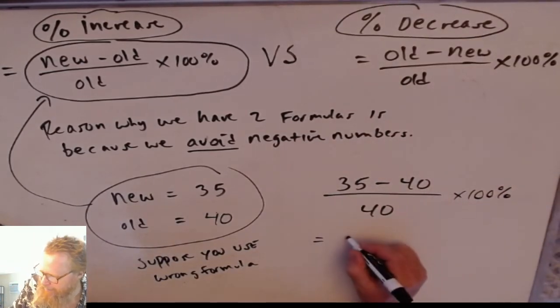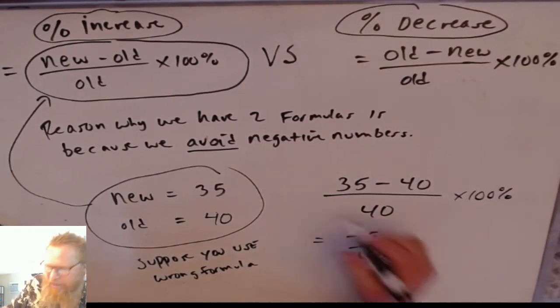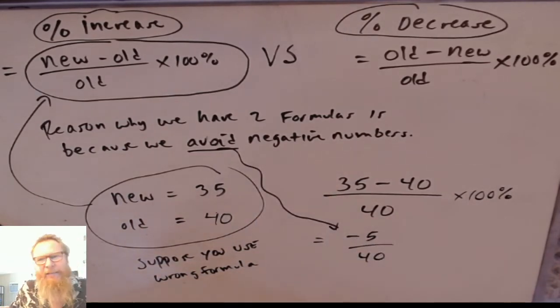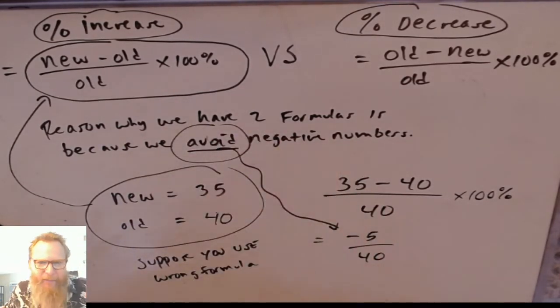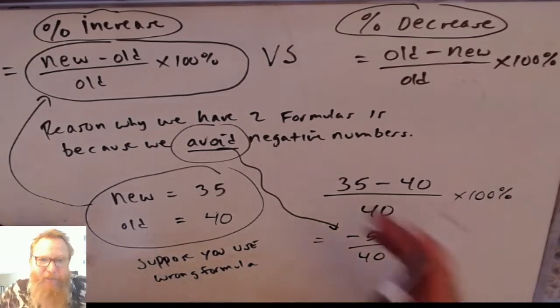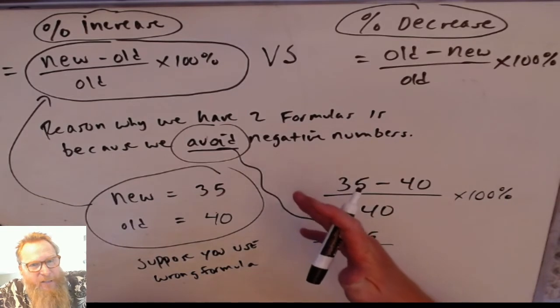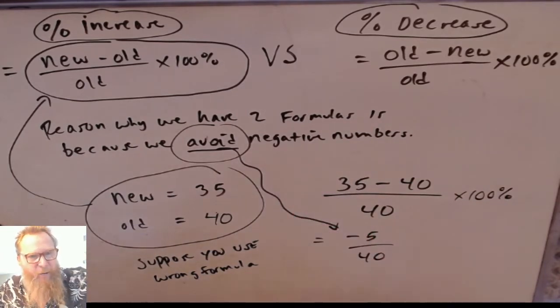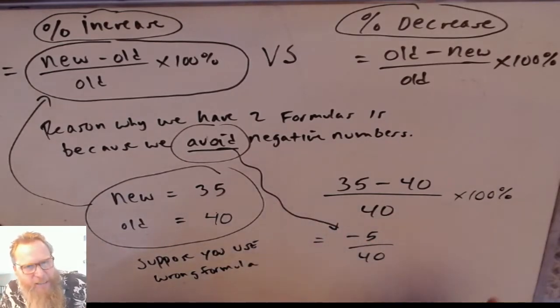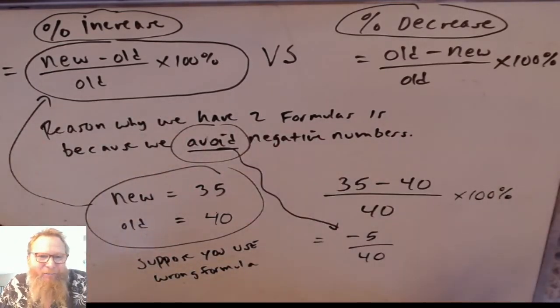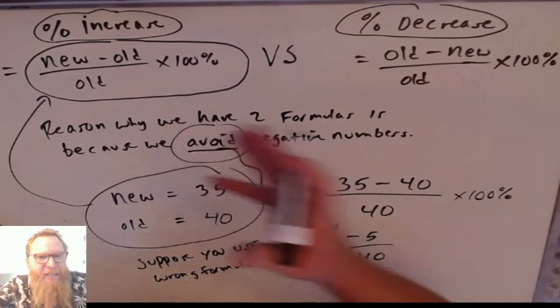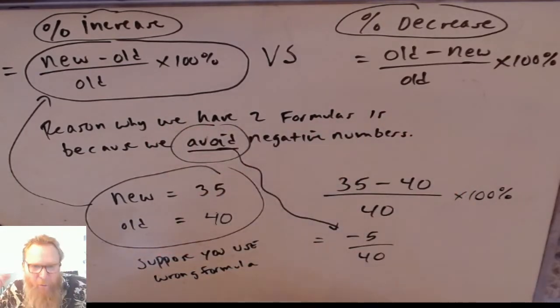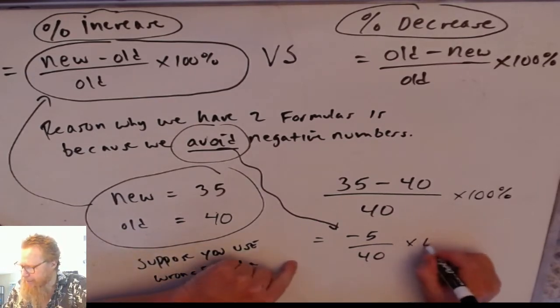35 minus 40 is negative 5, which is what we were trying to avoid. We didn't really want that to happen, especially if you hadn't learned about negative numbers yet. When I taught this class 5 years ago, the students would have said, wait a minute, you haven't taught us about negative numbers yet. But I already have taught you guys about negative numbers, so I'm not really concerned with avoiding them. I think it's important that you understand negative numbers. It's one of the main objectives of the course now. Times 100%.